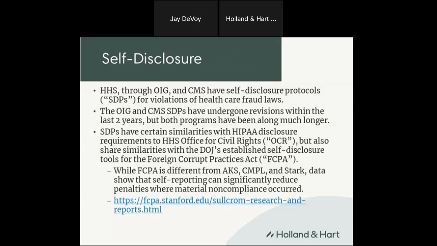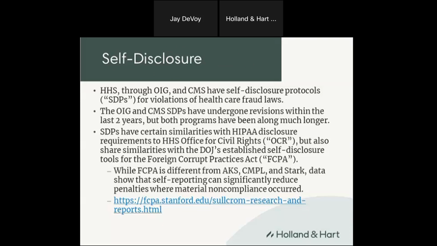Another avenue for dealing with noncompliance, if you discover it, such as overpayments, in the case of the Stark Law: any payments that were received that you shouldn't have and that were kept for a period of up to 60 days, those can be addressed through self-disclosure to the Office of the Inspector General or to CMS in the case of Stark Law.